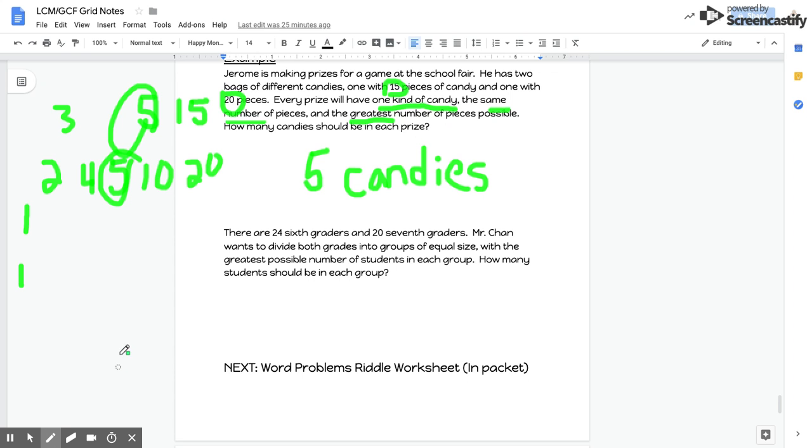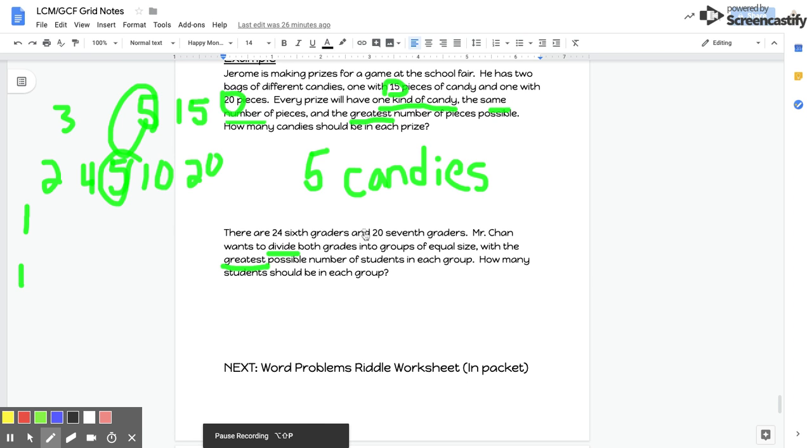Hopefully you took a second to do that. So some words you might have underlined or circled would be words like greatest, and also dividing, because that was on our list of keywords. Okay, so now I want you to pause and find the greatest common factor of 24 and 20.